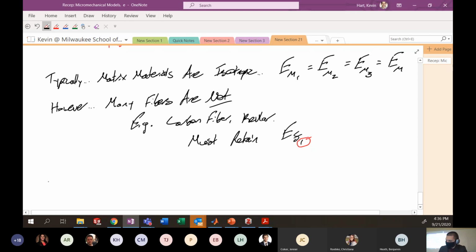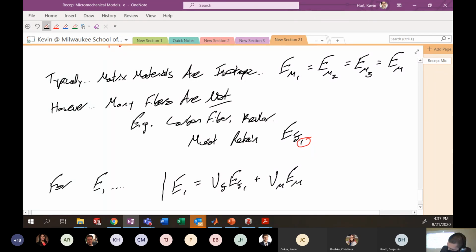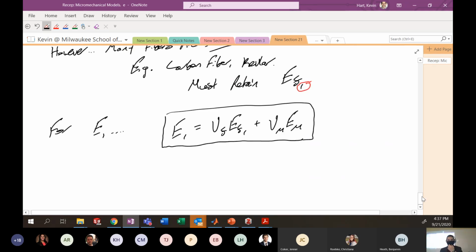So more commonly, you'll see the equation for modulus in the one direction will be V_F times E_F1 plus V_M times E_M, with no directionality associated with the matrix stiffness. For the resulting Poisson's ratio, you could go through a similar sort of calculation and come up with a very similar looking equation.